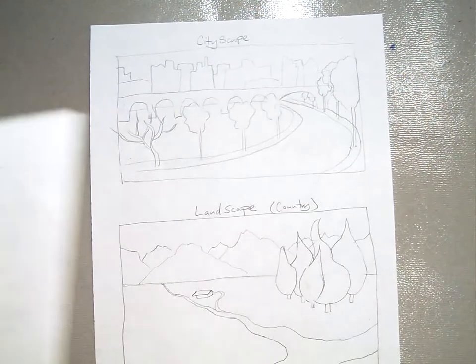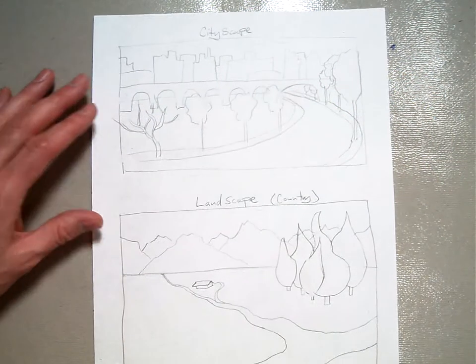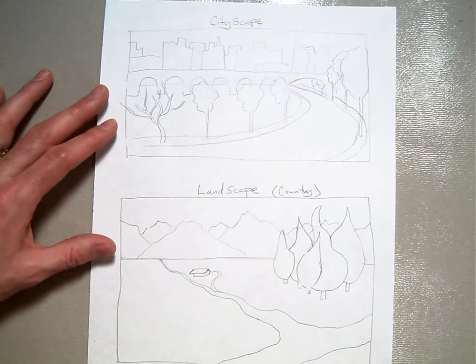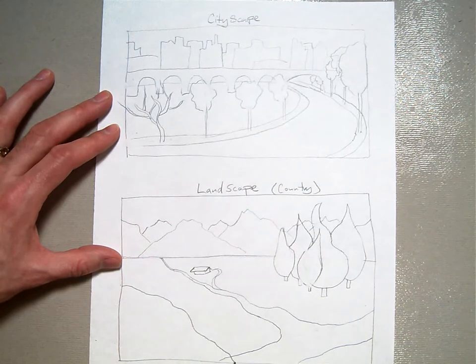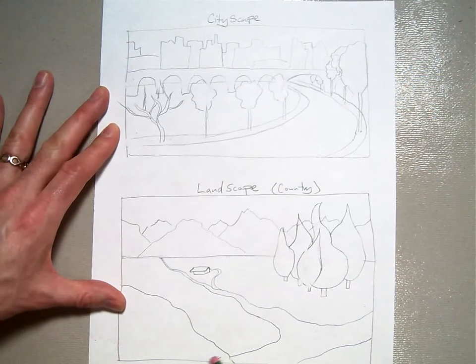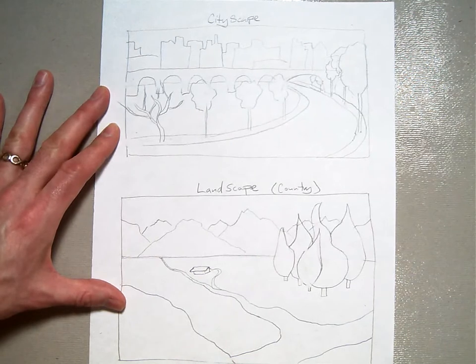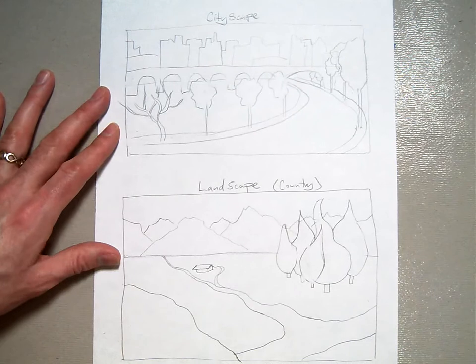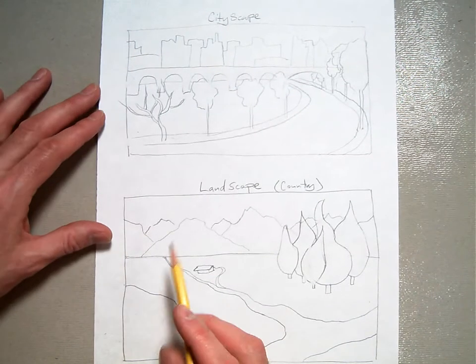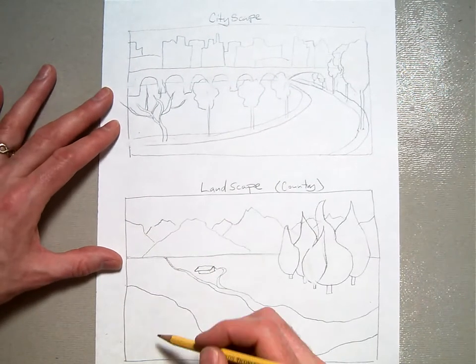So here we go, landscape people or countryscape people. We're going to start right here, and we're going to just put a curved line down like that and erase the front of our road so it looks like the hill is in front. And then we're going to do the same thing that the cityscape people did. We're going to put in some trees.